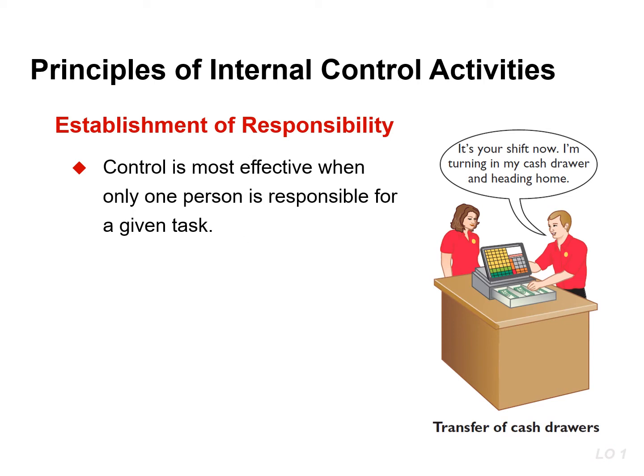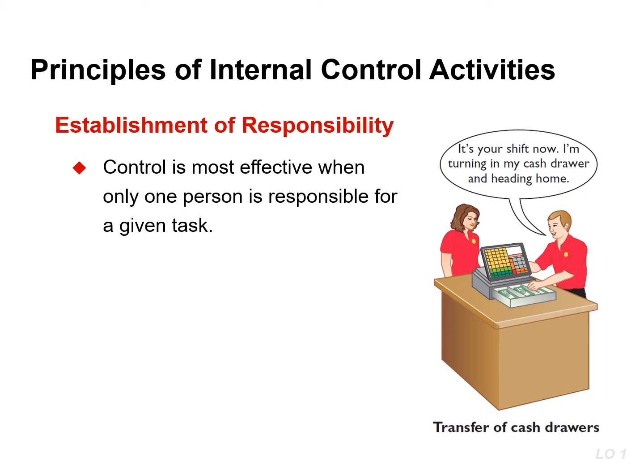An essential principle of internal control is to assign responsibility to specific employees. Control is most effective when only one person is responsible for a given task. Let's illustrate this principle using the AMC movie theater at Rio. They typically have two cashiers. Only cashiers are authorized to sell tickets, and each cashier is responsible for their cash register.